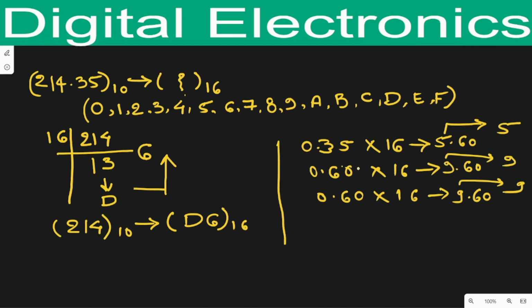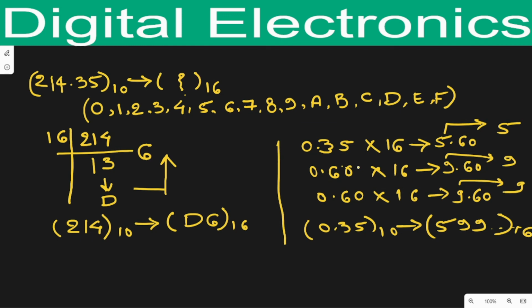So this process repeats continuously, that's why we terminate the answer here, and we can write our final answer, that is 0.35 in decimal, as 0.599 and it will continuously repeat 99999, and its base is 16, because the fractional part we write using the upward to downward approach.